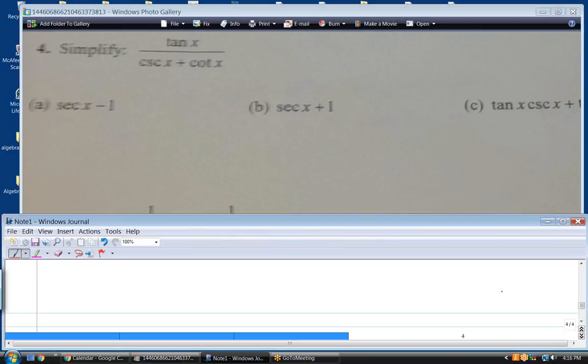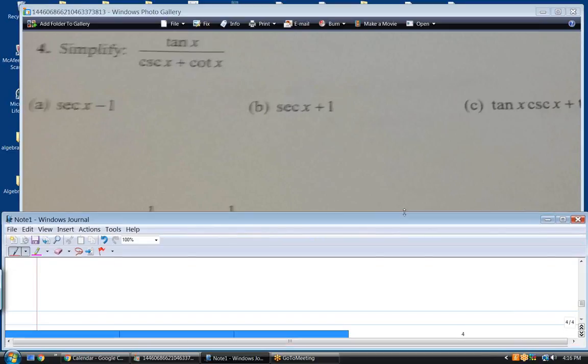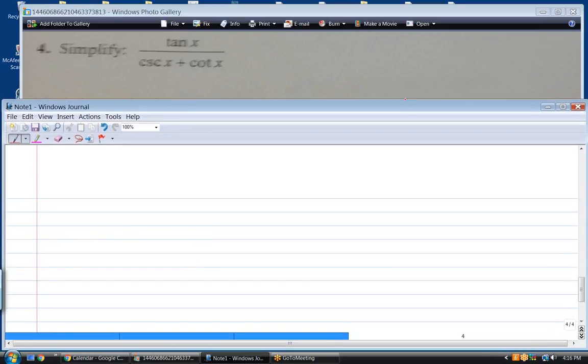Which means I'm not sure that I want to convert everything into sines and cosines. Let's see. Cotangent. Yeah, I am sure. Let's do it. And the reason is I don't see any other way to proceed. In other words, I can call that 1 over tangent.